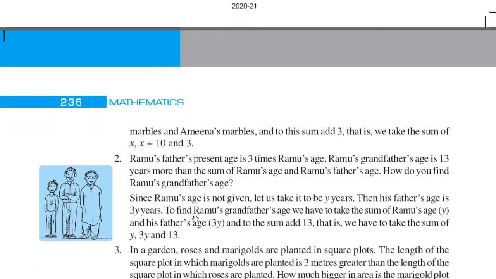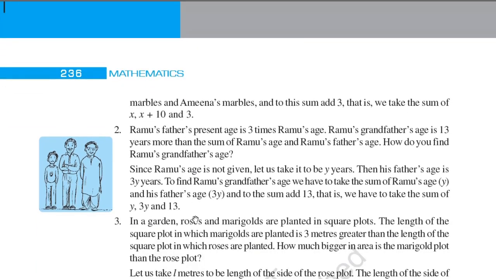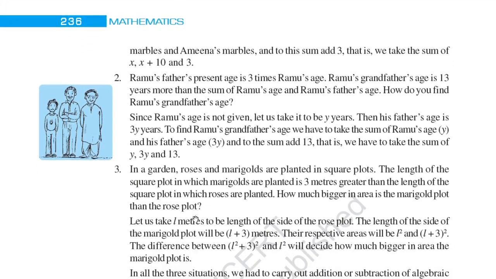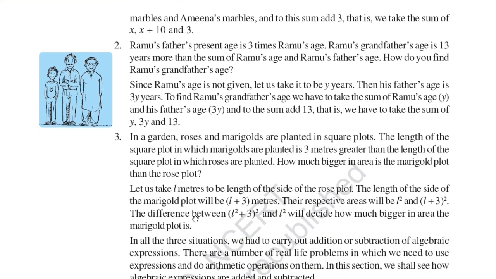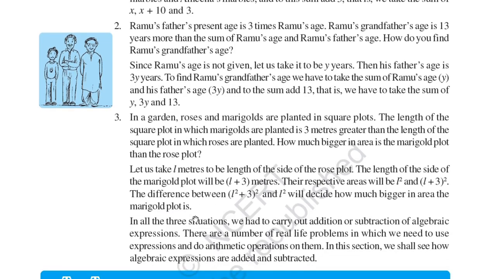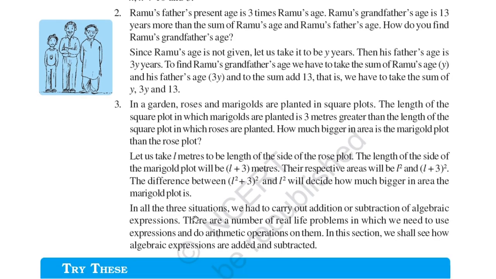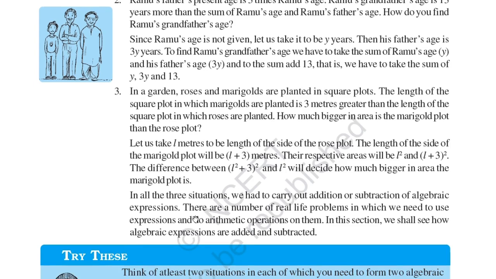Second, Ramu's father's present age is 3 times Ramu's age. Ramu's grandfather's age is 13 years more than the sum of Ramu's age and Ramu's father's age. How do you find Ramu's grandfather's age? Since Ramu's age is not given, we will take it as y years. Then his father's age is 3y years. To find Ramu's grandfather's age, we have to take the sum of Ramu's age y and his father's age 3y, and to the sum add 13. That is, we have to take the sum of y, 3y and 13.